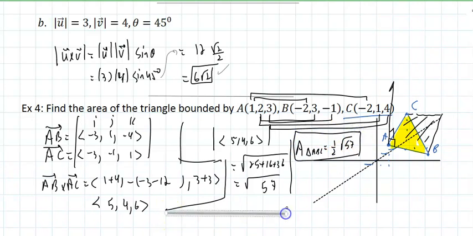So in 3D, dot product and cross product dominate over a lot of applications, and this is all you need to know about it. That concludes this section.